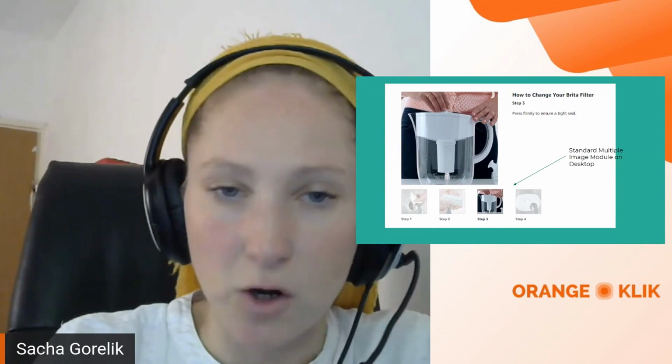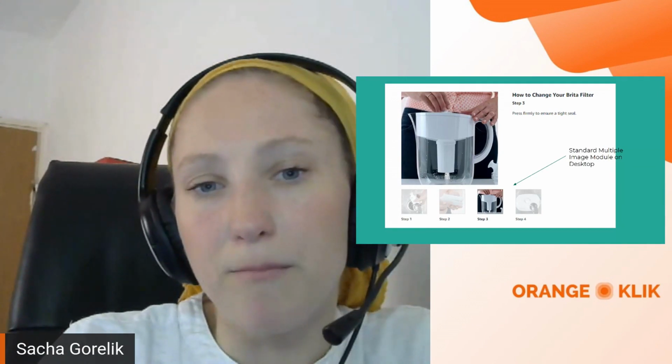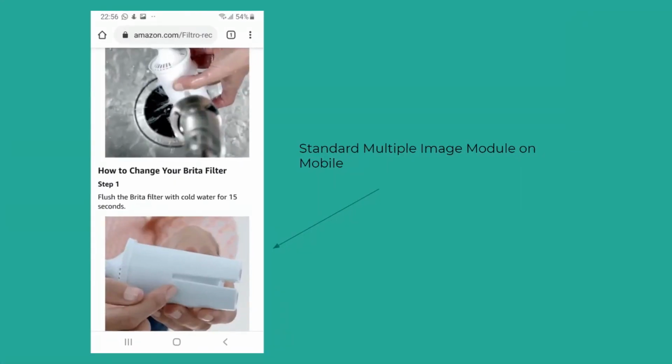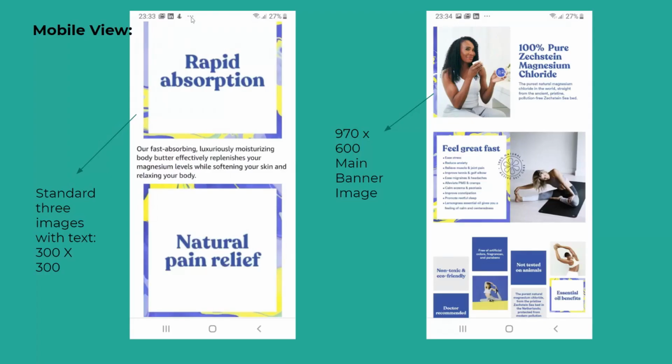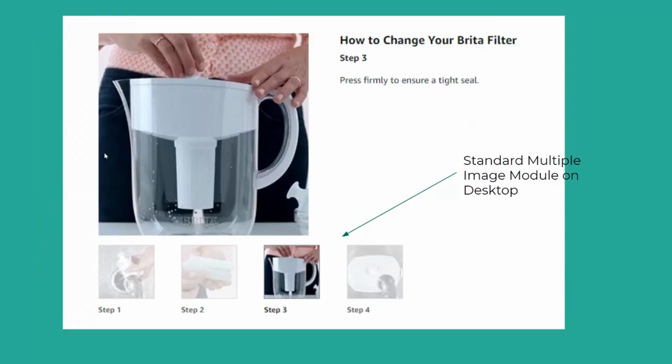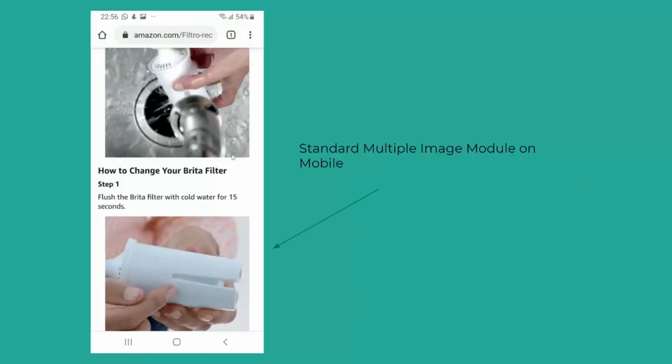So that's on desktop. Now on mobile, you'll see that Amazon actually squishes it down and the modules just appear one beneath each other, as we saw earlier with the standard 3-image module. So I'll just go back a second to here, and you can see this is the standard 3-image module. And again, it looks the same. Which is interesting, because that means that this type of module with multiple images actually looks really good on both mobile and desktop.